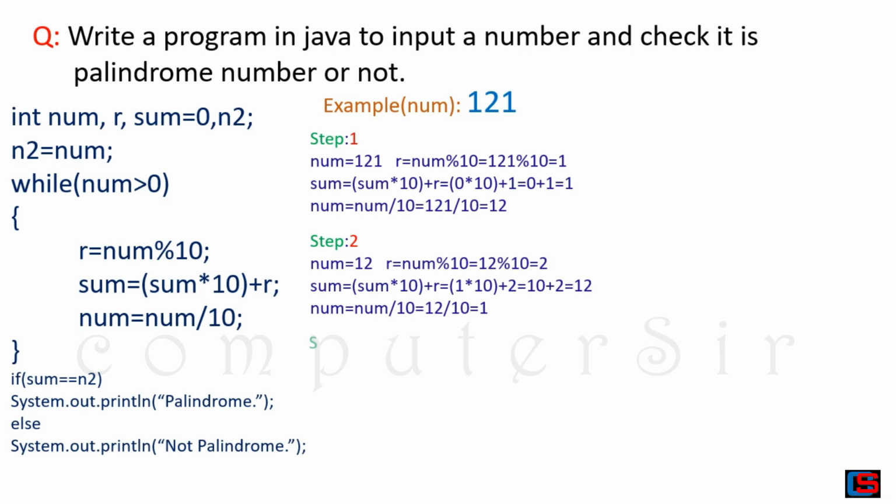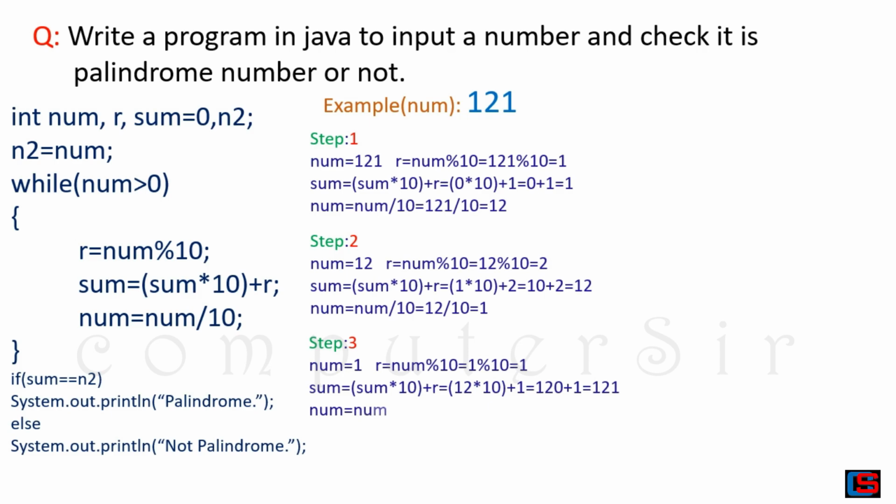In the next step, step 3, the initial value of num is 1 and r equals num mod 10. The value of num is 1, so 1 mod 10, so r becomes 1. Sum equals sum into 10 plus r. The previous value of sum, generated in step 2, is 12, so 12 into 10 plus 1, so it becomes 120 plus 1, and sum becomes 121. And num equals num by 10, so 1 by 10 equals 0.